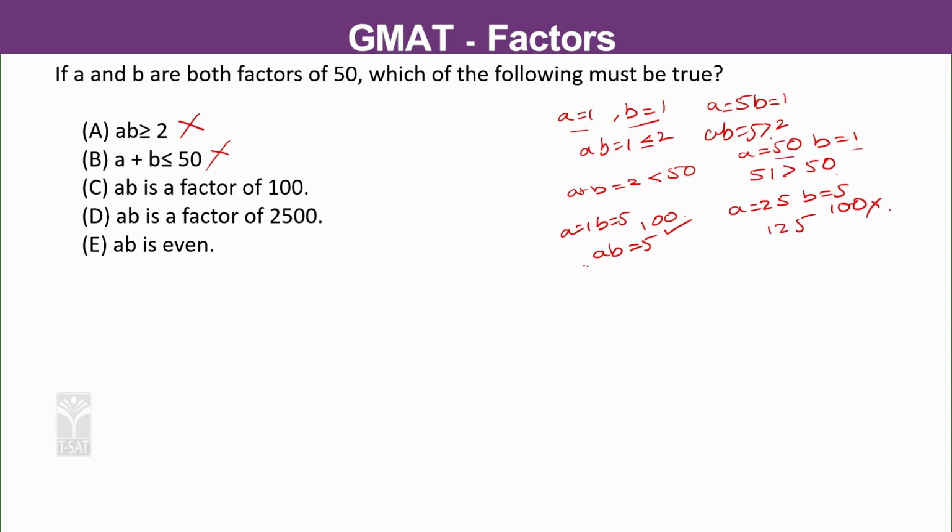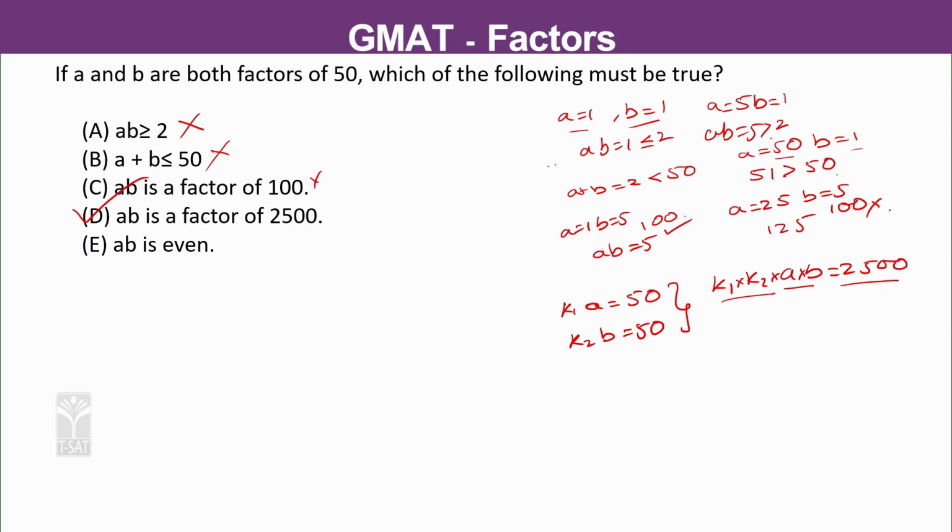Now when you look at option D, A is a factor of 50. So we can write some constant K1 into A equals 50, and some constant K2 into B equals 50. Now when you are talking about AB, you can multiply these both. You can say K1 into K2 into A into B equals 2500. So definitely AB is a factor of 2500. So the answer is option D, where AB is a factor of 2500. K1 into K2 will be some constant, and hence the product AB will definitely be a factor of 2500.